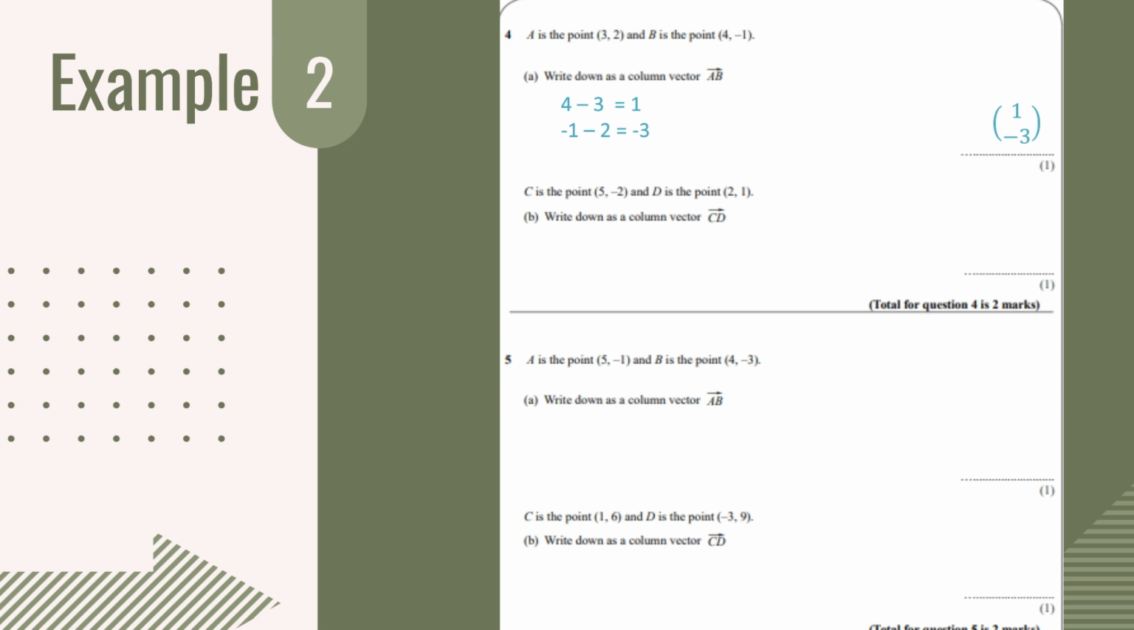Don't be confused and do A minus B, because we're finding the difference here. So you've got to do B minus A. If you get 2 points and you need to work out the difference, it's always the one that's second minus the first one.